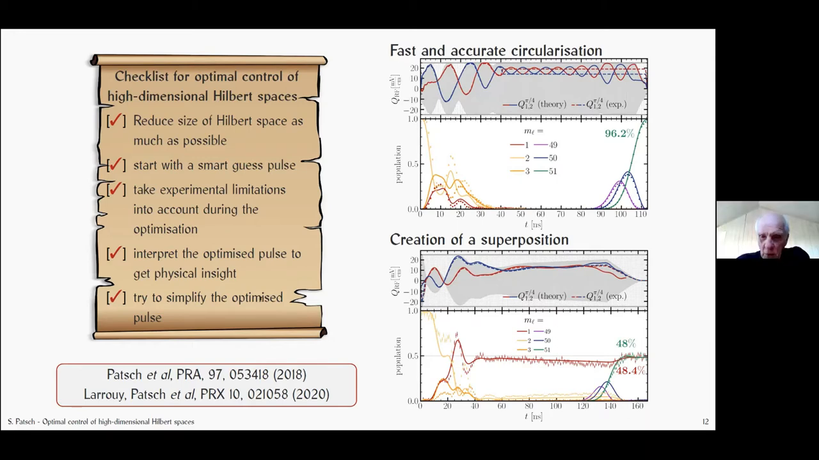Okay. No, I see no more questions. So thank you very much for a nice talk. So the next speaker will be Michael Perelshtein from Aalto University, who will talk about a large-scale quantum hybrid solution for linear systems of equations.